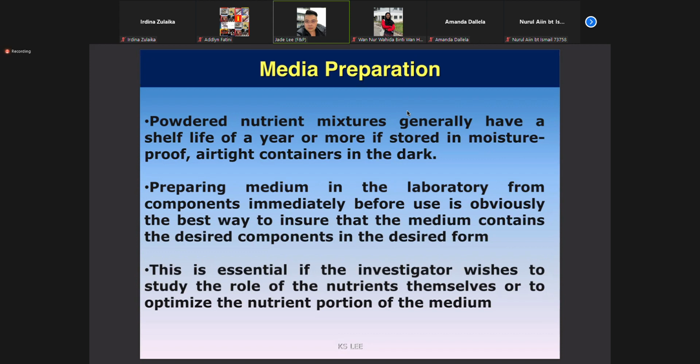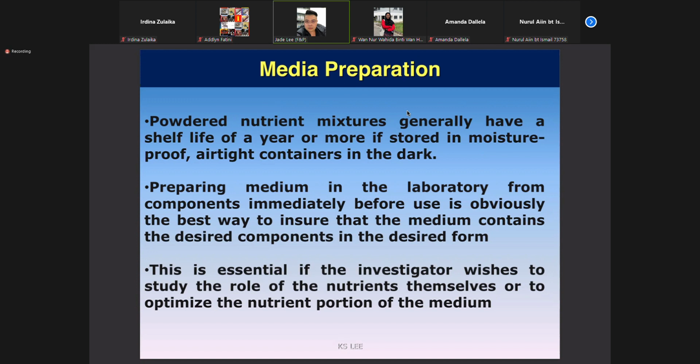Or you prepare the media in the laboratory from the components immediately before use. That's obviously the best way to ensure that the media contains the desired components in the desired form. And it is also essential if the investigator wishes to study the role of the nutrients themselves and to optimize the nutrient portions of the media.